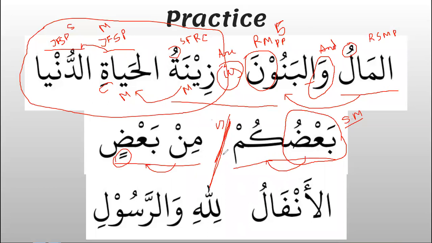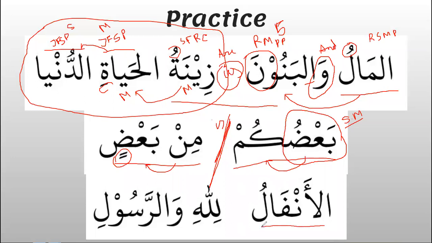So ba'dukum min ba'd is basically a phrase meaning, you are from each other. You cannot translate it literally. It's not going to make sense: some of you are from some. It's not going to make sense in normal English, but it's a phrase. You are from each other. Okay. Then comes the last ayah.